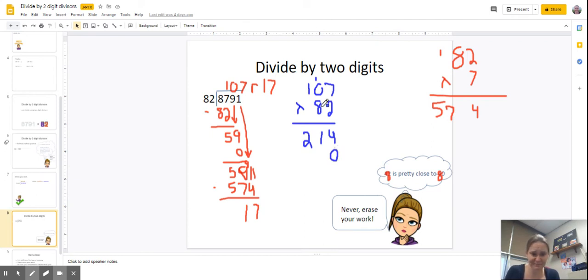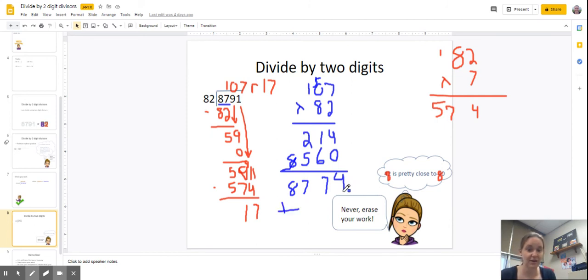Make mama happy. 8 times 7 is 56. Write the 6, carry the 5. 8 times 0 is 0, plus 5 is 5. And 8 times 1 is 8. Let's add these up. You get 4, 7, 7, 8. Uh-oh, that doesn't match up. What did I forget? To add the remainder.